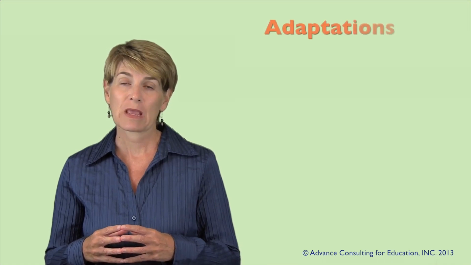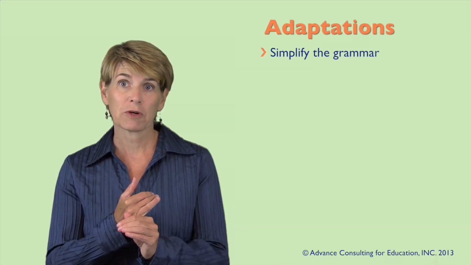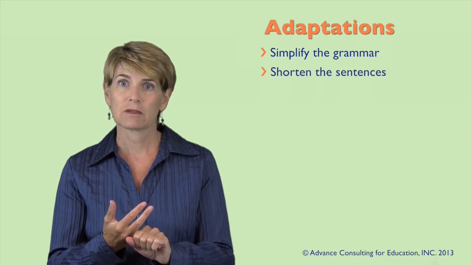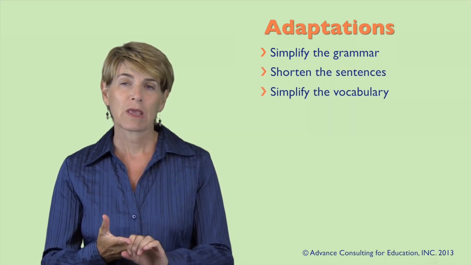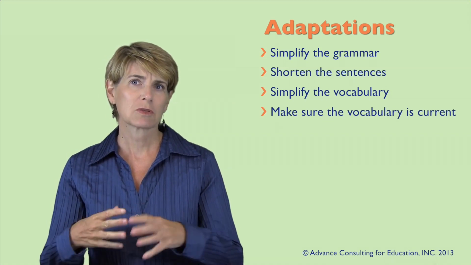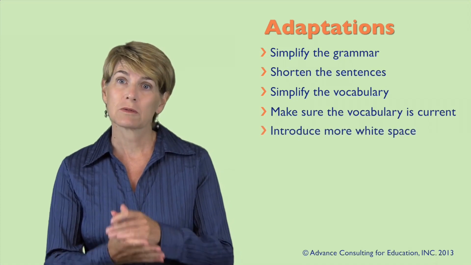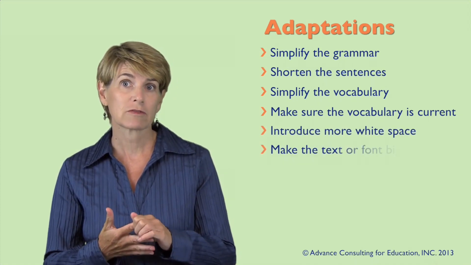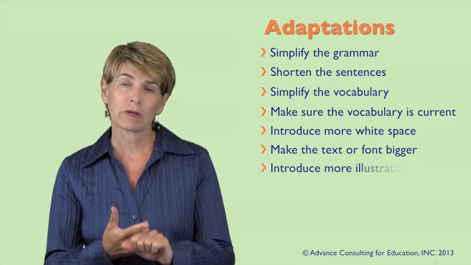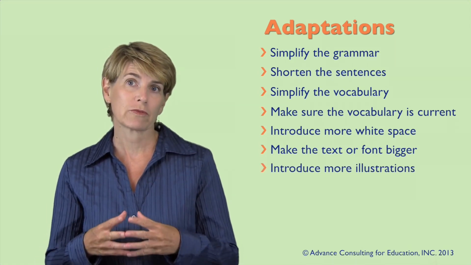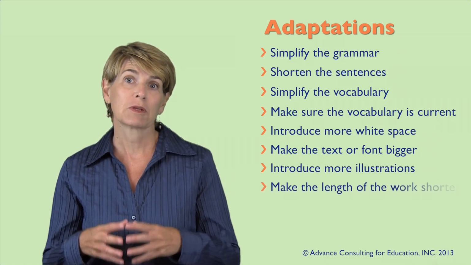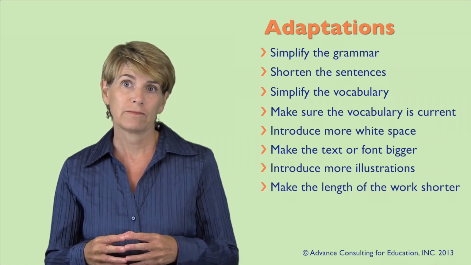Here are some of the ways that publishers simplify the language that is found in literary works to make it more accessible to different language proficiency levels. So the publishers will simplify the grammar, they'll shorten the sentences, they'll simplify the vocabulary, they'll make sure that the vocabulary is current, so they'll use up-to-date words rather than dated words. They'll introduce more white space so it's easier to read. They might actually even make the text or the font bigger. They'll introduce more illustrations so that there's more visual support for the story. And they'll make the document or the overall length of the work shorter.